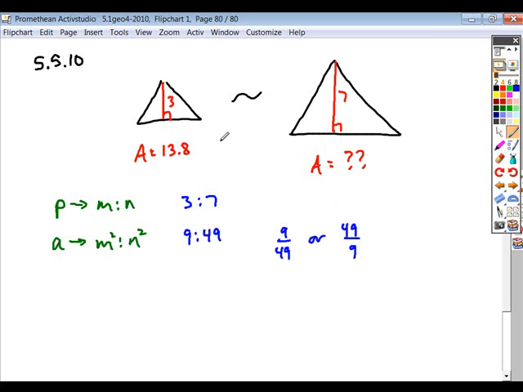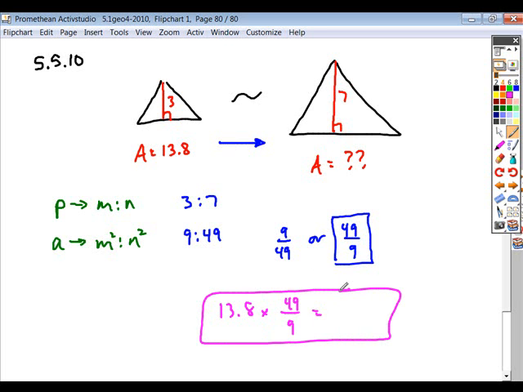Now, we're moving from a smaller triangle to a larger triangle. So which of these dilation factors will increase the value? 9/49ths or 49/9ths? Here's the one that's going to increase, right? So what we'll do to find the area of this new triangle is we take the original triangle's area, 13.8. We're going to multiply it by the dilation factor that makes it larger, which is the 49 over 9. And so when you calculate that out, you will get your new area here.